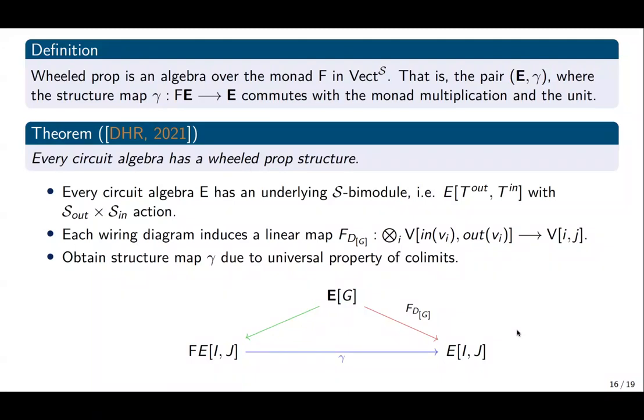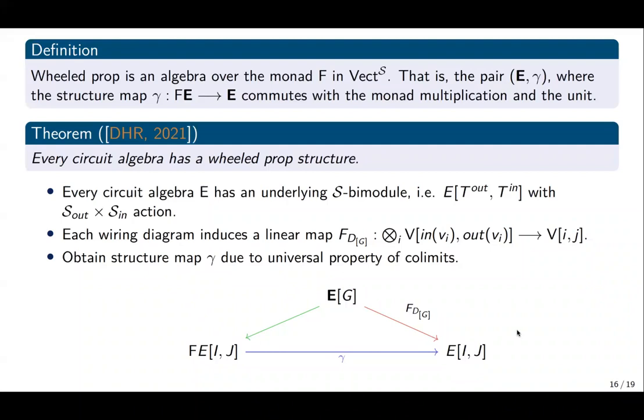The first one is that every circuit algebra E comes with a default S-bimodule, where the labeling sets, like I mentioned, the INJs, are not random but are decorated by incoming and outgoing strings, because every vector space in circuit algebra data corresponds to a disk, and each disk has incoming and outgoing wirings. That's how the labeling works. And since each wiring diagram induces a linear map, every circuit algebra can be seen as an algebra over an operad. So we use this fact that each wiring diagram gives me a linear map.